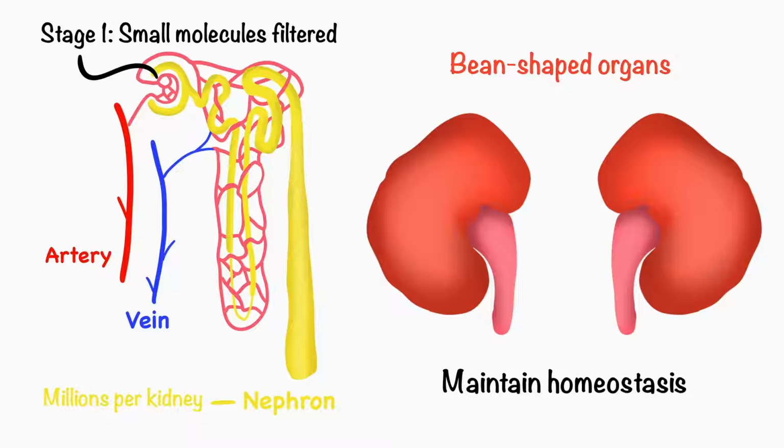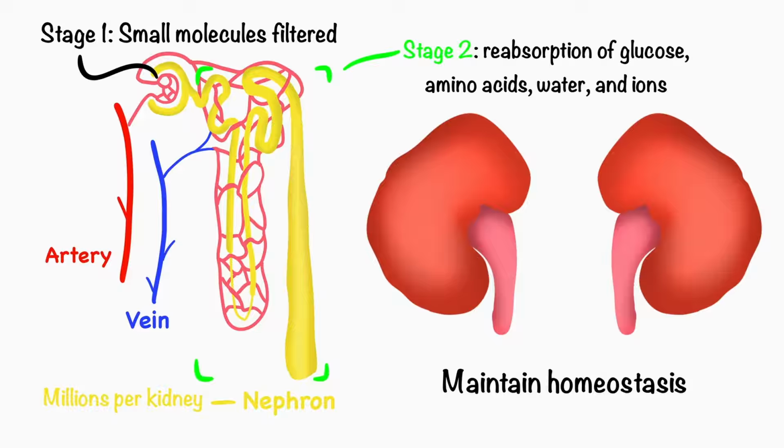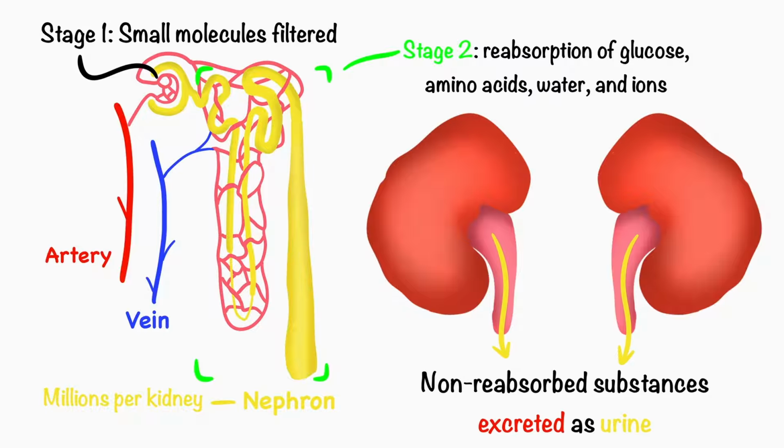The first stage of kidney function is ultrafiltration, where small molecules are filtered out of the blood as it passes through tiny blood vessels in the kidneys. The second stage is selective reabsorption, where useful substances are reabsorbed back into the bloodstream. This ensures that valuable materials aren't wasted by being excreted. The substances that aren't reabsorbed are removed from the body in urine, which is stored in the bladder before being expelled. Let's look more closely at the specific waste products removed by the kidneys.